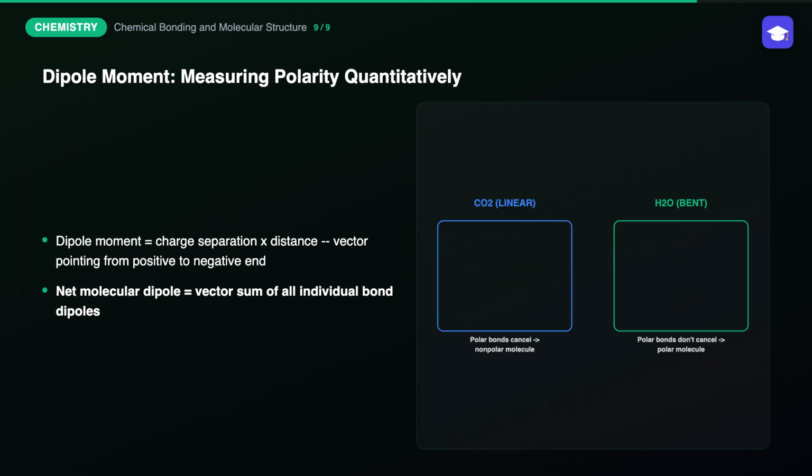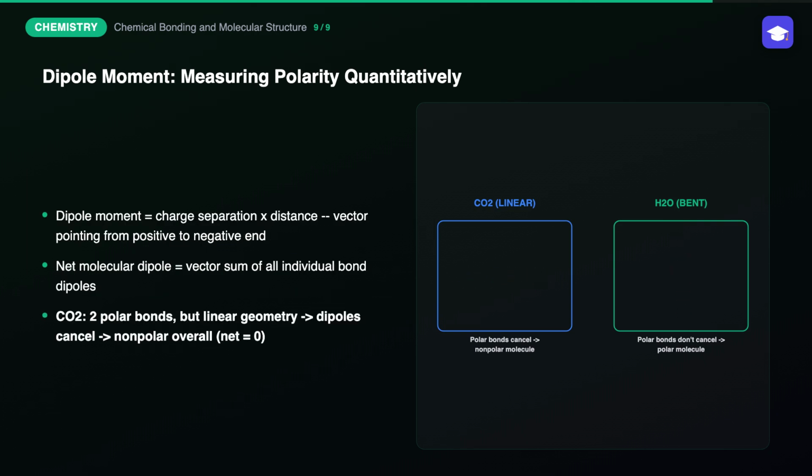For polyatomic molecules, the overall net molecular dipole moment is found by taking the complete vector sum of every individual bond dipole present, which is precisely why molecular geometry matters so critically for determining overall polarity. Carbon dioxide has two identical, individually polar carbon-oxygen bonds, but its perfectly linear geometry means those two bond dipole vectors point in exactly opposite directions and cancel completely, giving a net molecular dipole moment of exactly zero, making carbon dioxide an overall nonpolar molecule despite containing genuinely polar individual bonds.